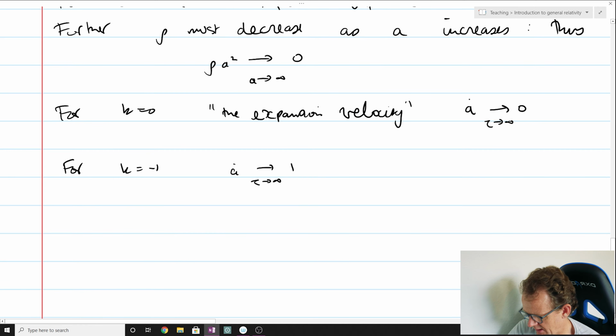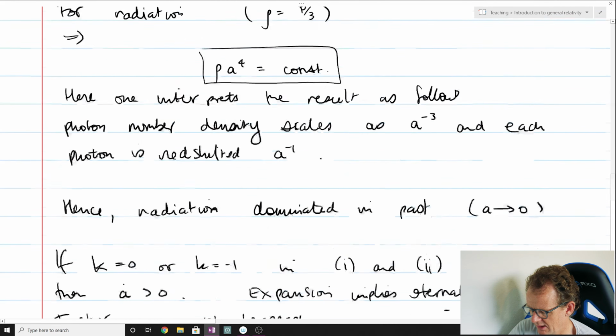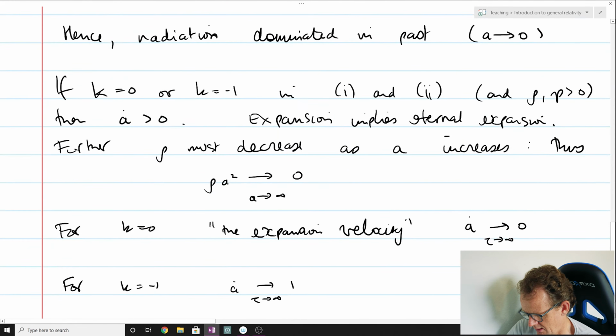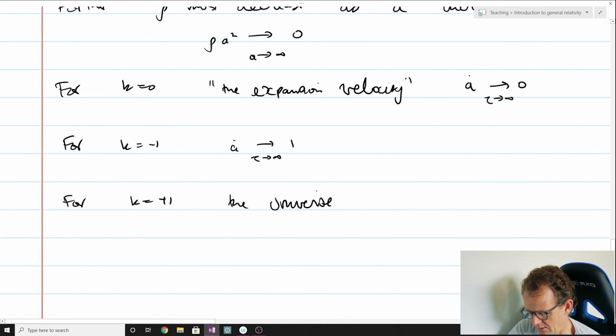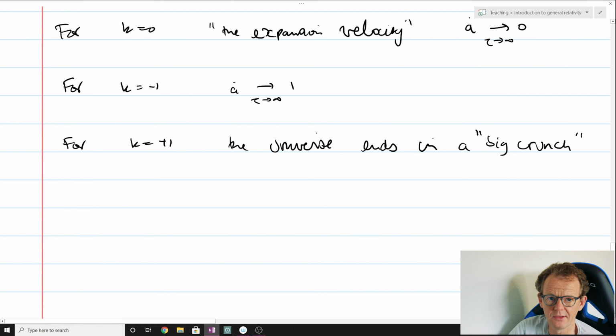And finally, we can talk about the K equals plus 1 case. For K equals plus 1, we actually have another situation, where this negative term here can take over in the right hand side of equation 1. And we can infer that the universe ends in the opposite of a big bang, which would be a big crunch. Okay, this is still at a qualitative level. Now let's just get the exact solutions, right?